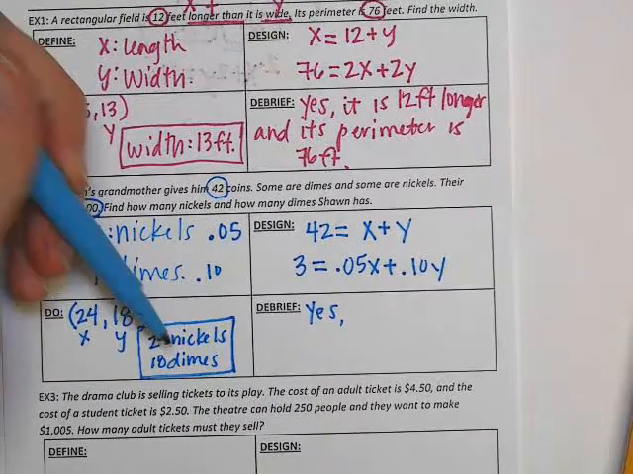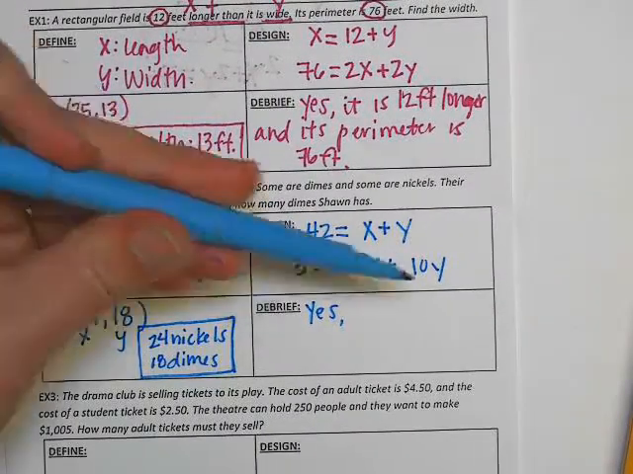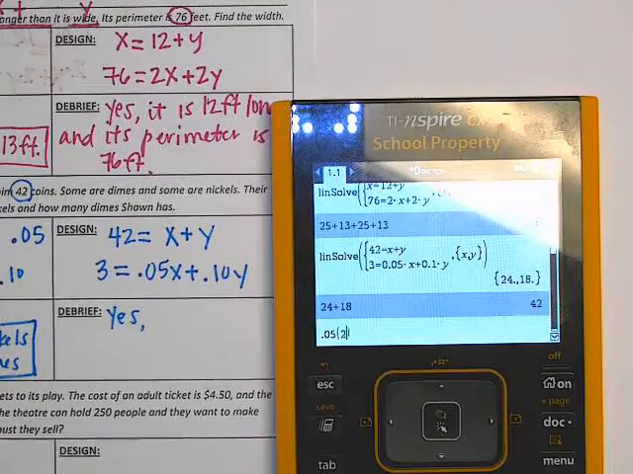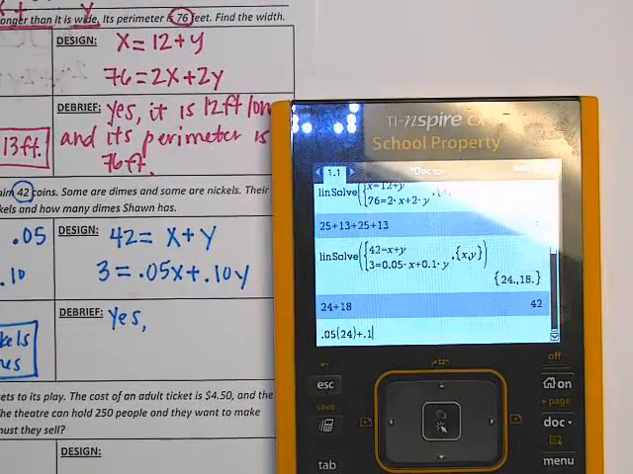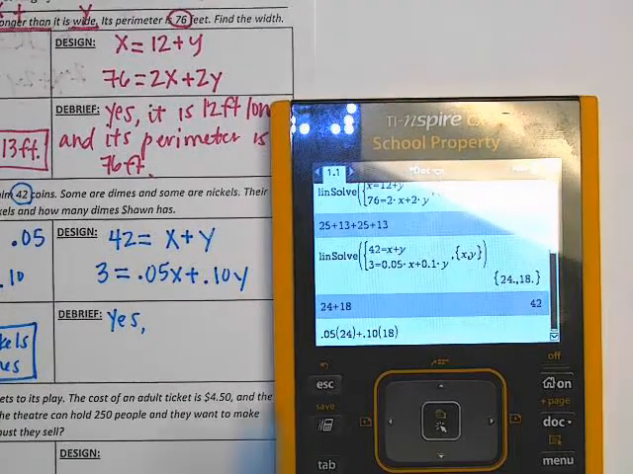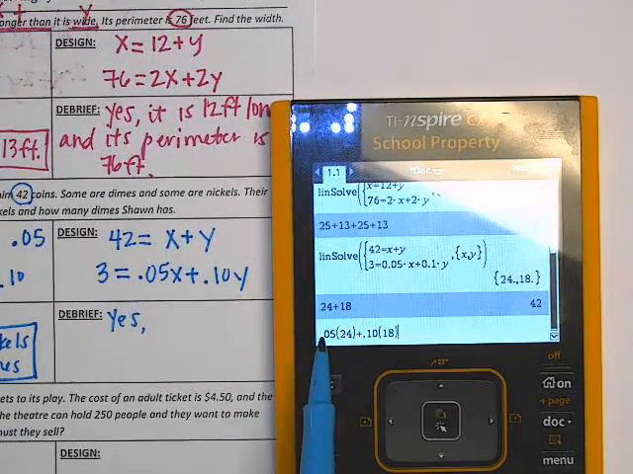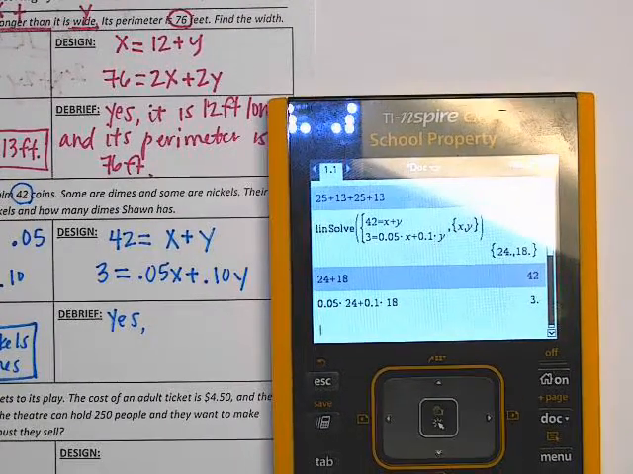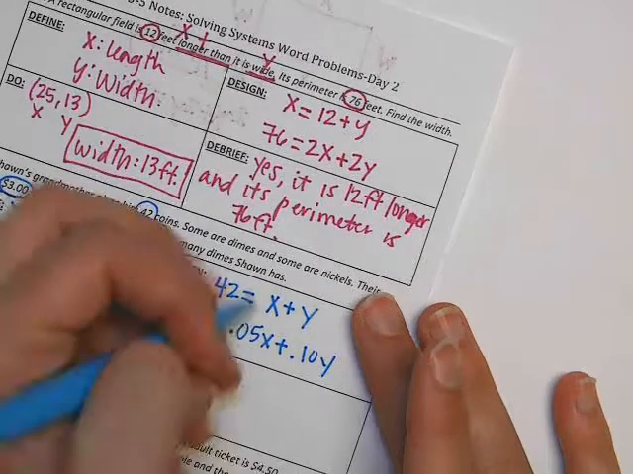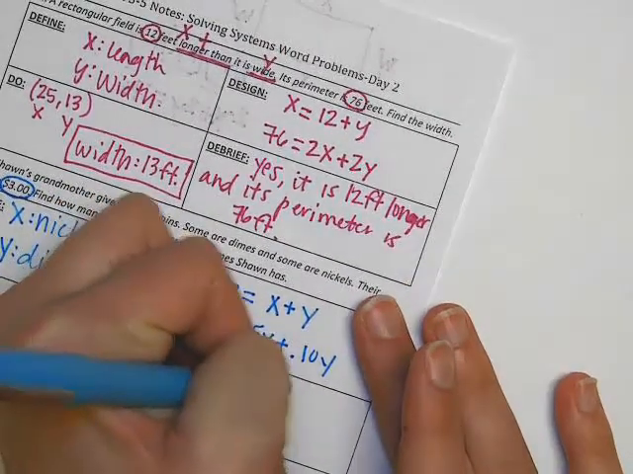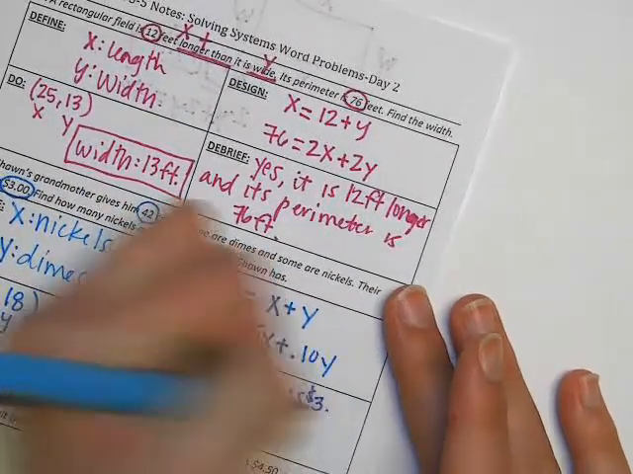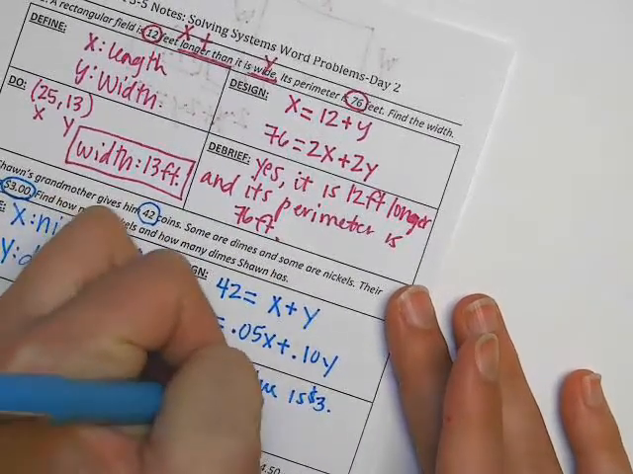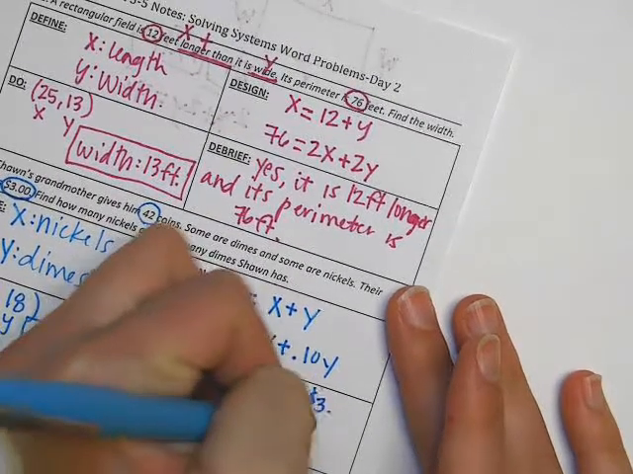Could I take the x and plug it where the x is and take the y and plug it where the y is? Yeah. Raider, open your eyes. So I took however many nickels I have and multiplied it by 0.05, and I took how many dimes I have and multiplied it by 0.10, and the value is $3. So yes. Value is $3. And there are 42 coins total.